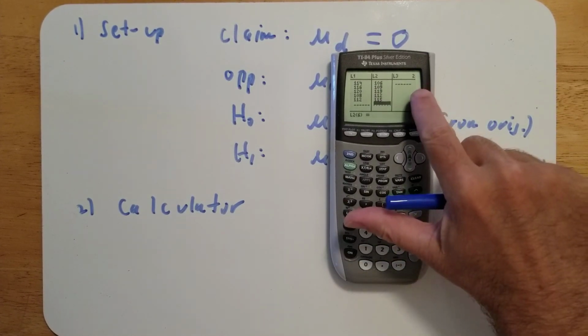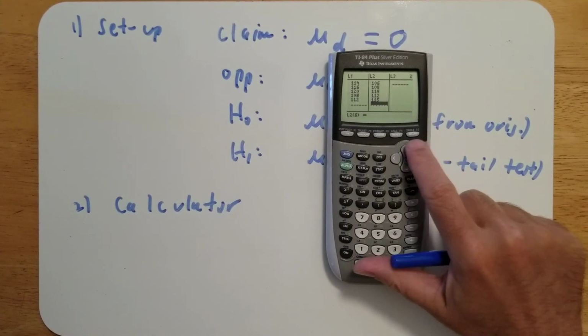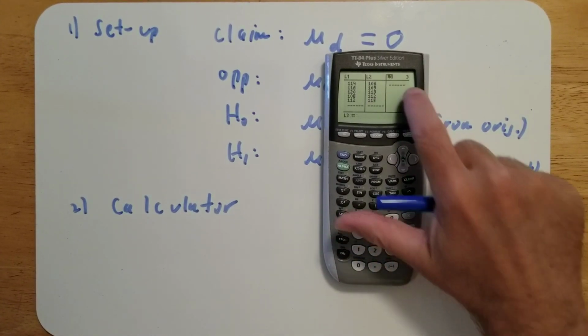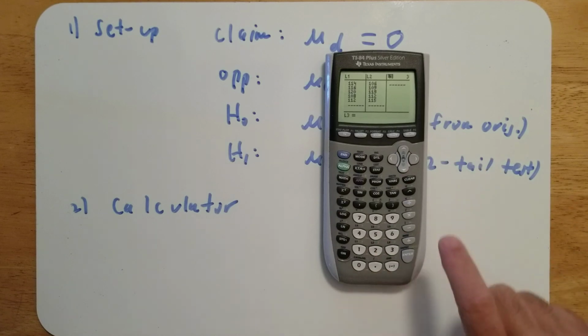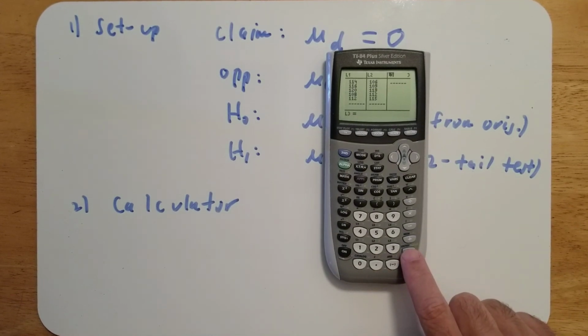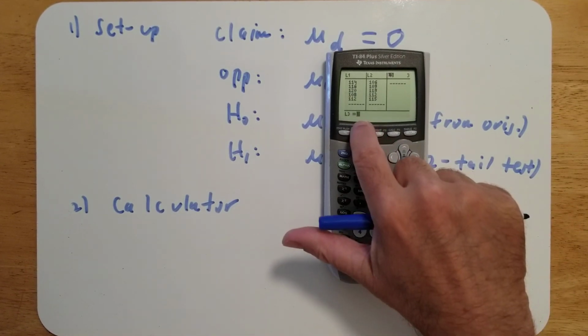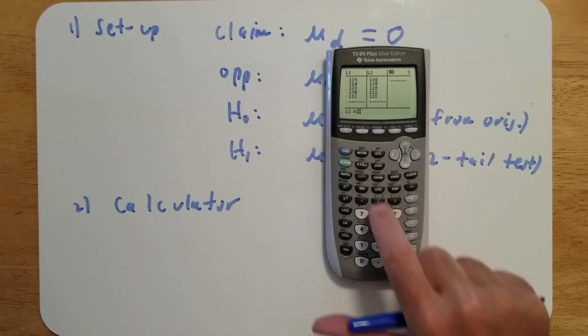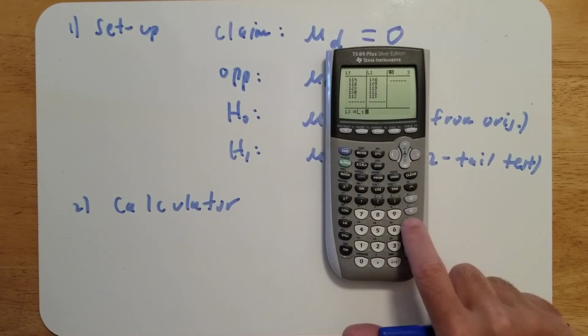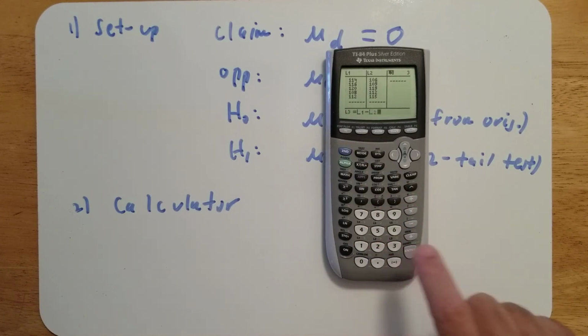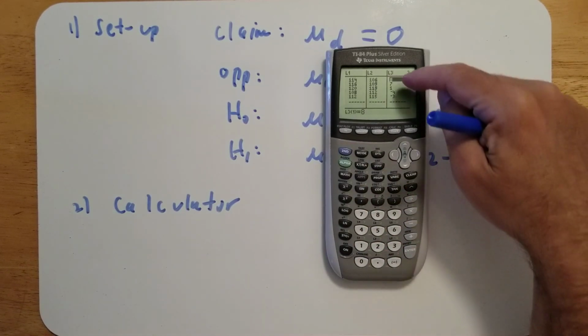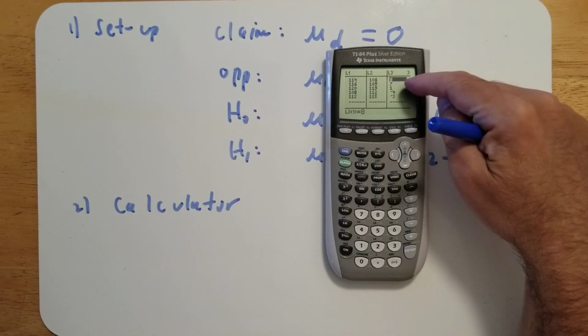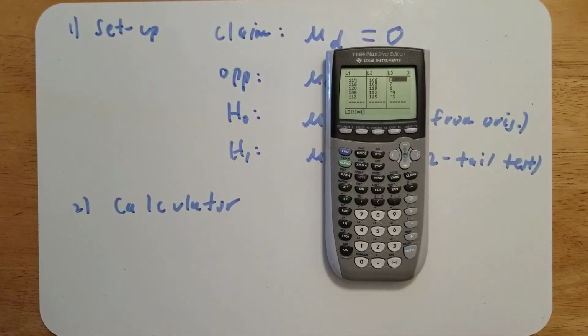And then I'm going to get the differences into L3. I'm going to arrow up to the top L3. Notice how it's highlighted there. And then I'm going to hit enter. And then down on the bottom, I can write L3 equals L1 minus L2. And that puts the list of differences into the list L3. That's the list that we're going to do the test on.